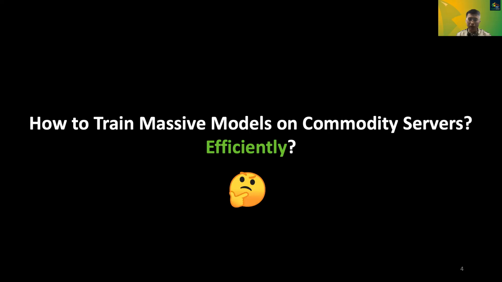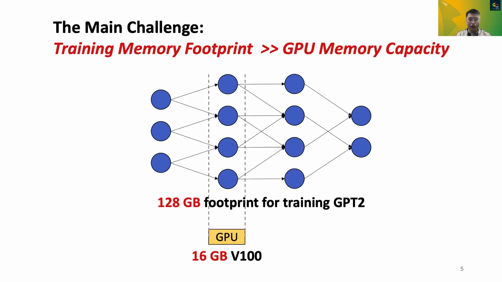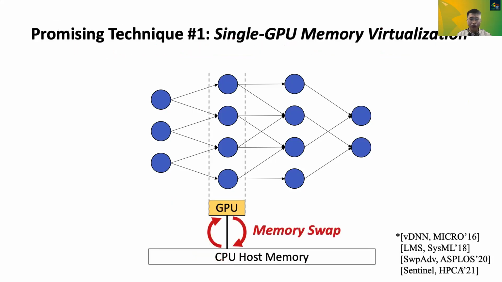In this work, we explore how to train massive models on commodity servers, especially how to train efficiently. One of the major challenges is that the memory footprint far exceeds the memory capacity of a GPU. Training GPT-2 requires an order of magnitude more memory than the capacity of a V100 GPU. The promising solution is GPU memory virtualization, which uses a large CPU memory to back the small GPU, and swaps data between CPU and GPU memory.